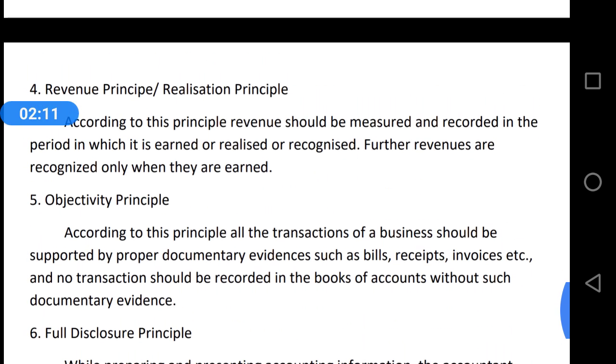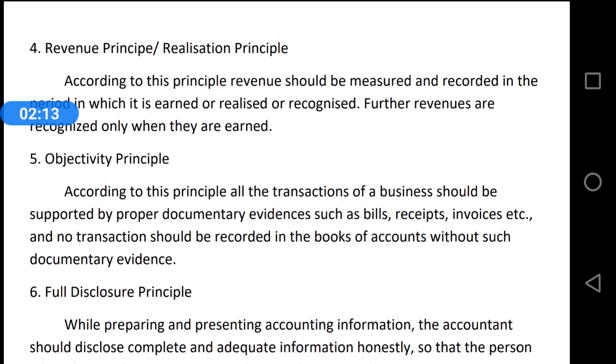Next one is revenue principle or realization principle. According to this principle, revenue should be measured and recorded in the period in which it is earned or realized or recognized. Further, revenues are recognized only when they are earned. So here, this principle says that revenue should be measured and recorded in the period in which it is earned, realized, or recognized.